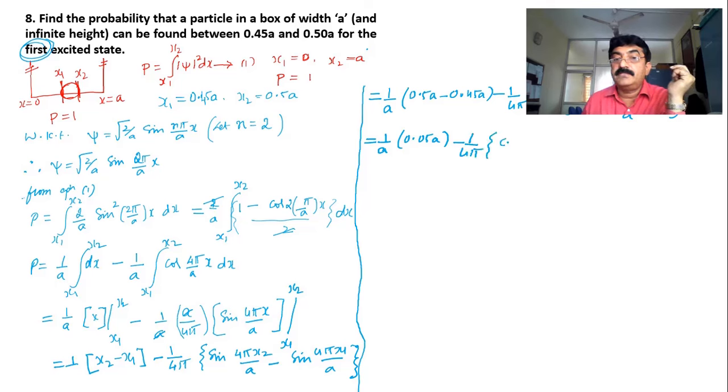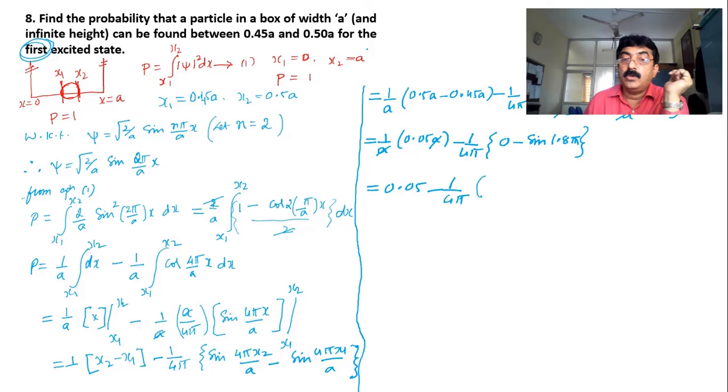I leave it to you, please check. First term becomes 0. How does it become 0? Please convince yourself. I just put it in words, you check. A cancels, this a and this a cancel. 4 into 0.5 is 2, so sine 2 pi is 0. Similarly here also a and a cancel. 4 into 0.45 is 1.8, so minus sine of 1.8 pi. Okay, close the bracket. So here again a and a cancel. I have 0.05 minus 1 by 4 pi into minus.